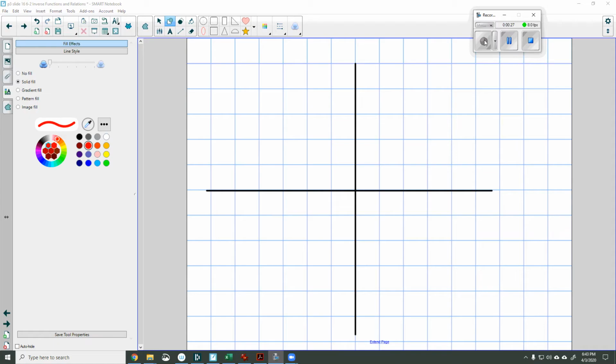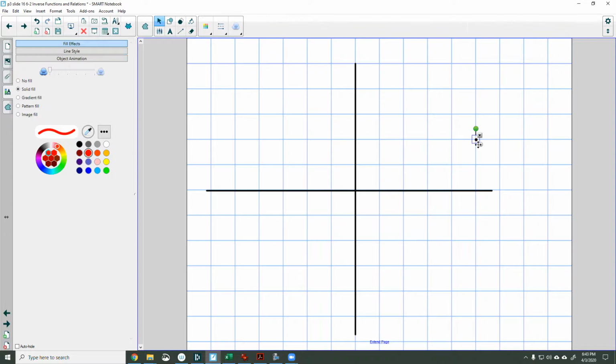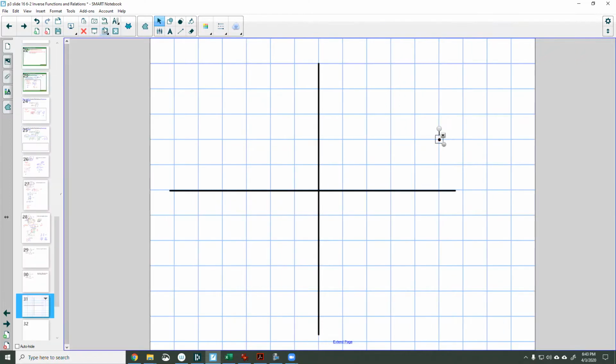So like I was just saying, if I had the point 5, 2, which I'll try and put right there. There we go. And I did the inverse, I would then have the point 2, 5.